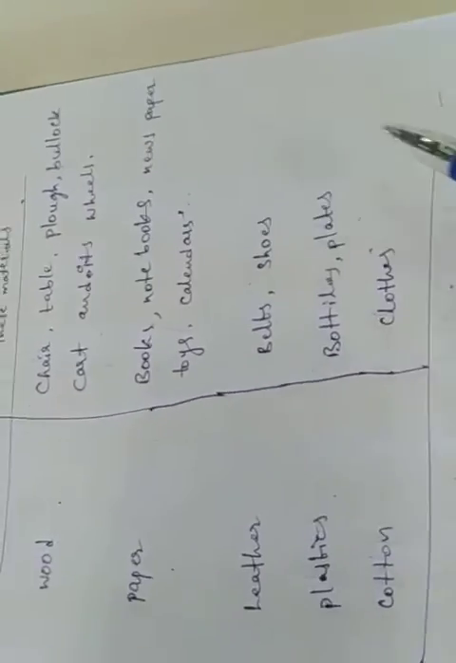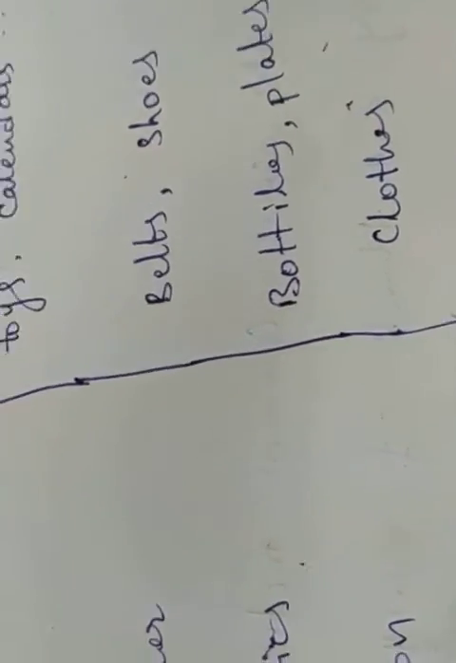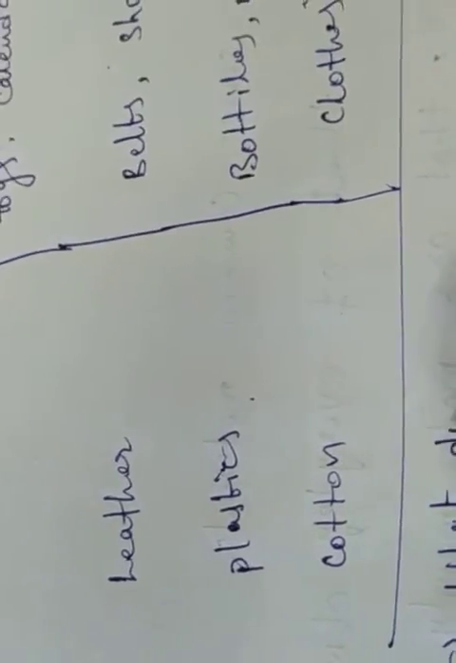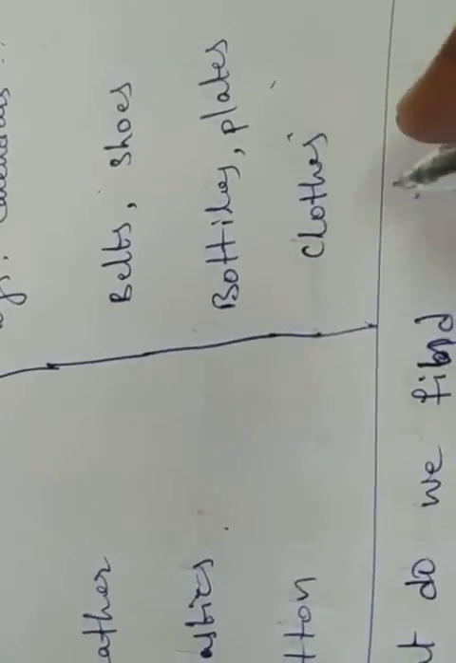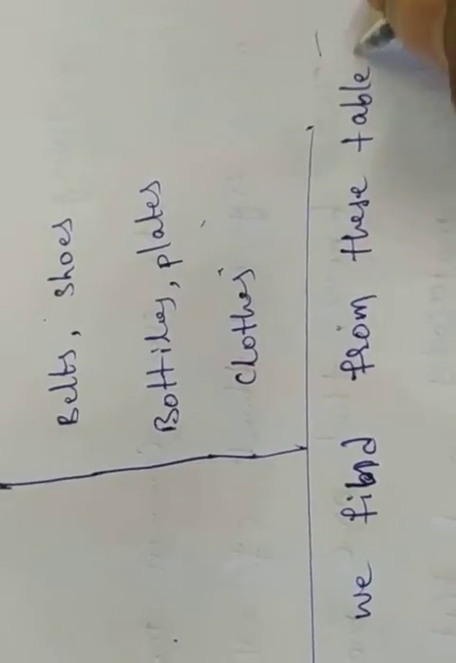Okay, you have to list them out. This is about the objects and their materials. From the above table, what do we have to understand? What do we find from this table?